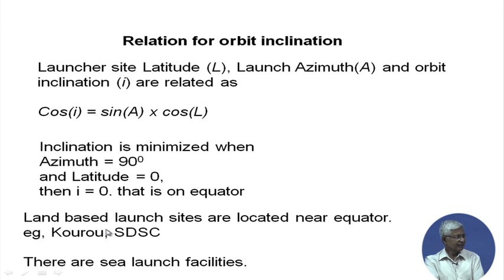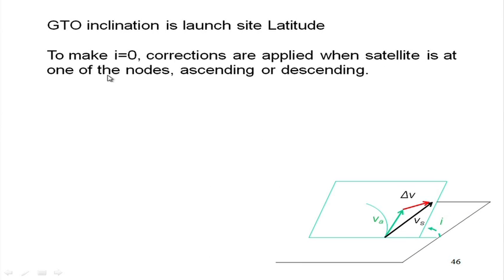Similarly, in South America there is a place called Kourou, from where European launches take place, which is also very near to equator, not at equator. So, there will be some inclination from those launch sites, and that is to be corrected to put into the 0 inclination. People tried to put sea launch facilities also, available around the world. So, to make that I equal to 0, the correction has to be applied.